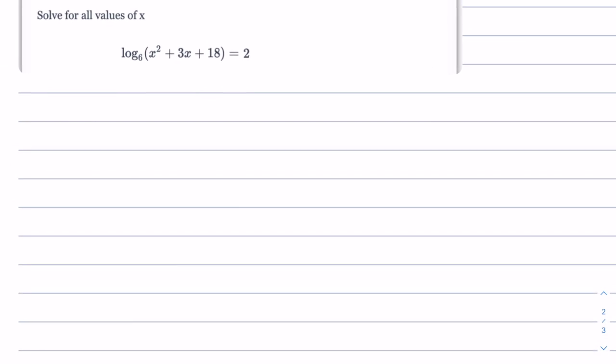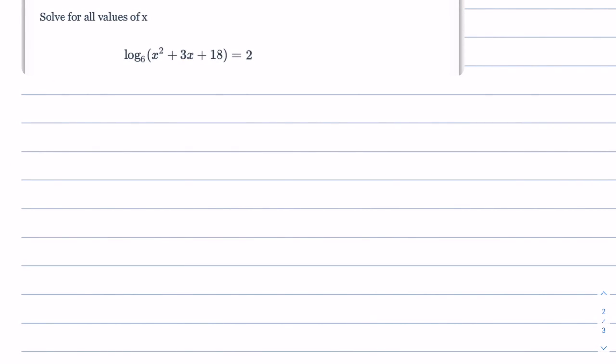So it is log base 6 of x squared plus 3x plus 18 equals 2. So the good news is this one is already condensed. In the first example, it wasn't condensed yet, so we had to do that part first before we could apply the loop-de-loop trick. But here, we're already ready to go. So I can go ahead and say with a base of 6 to a power of 2 is equal to all of this. So 6 to the second power is equal to x squared plus 3x plus 18.